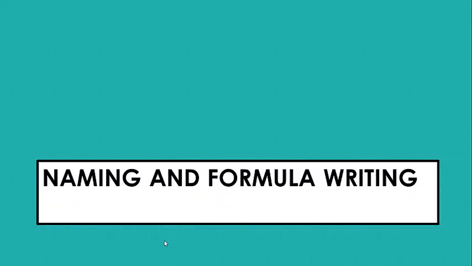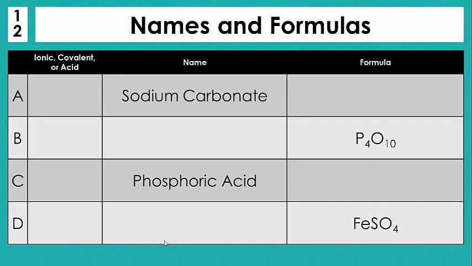The next section is about naming and formula writing. So first we have to determine if we have something that is ionic, covalent, or an acid, because there's a different set of rules for naming each of those, and then we have to write either the name or the formula. The first one that I have is sodium carbonate.